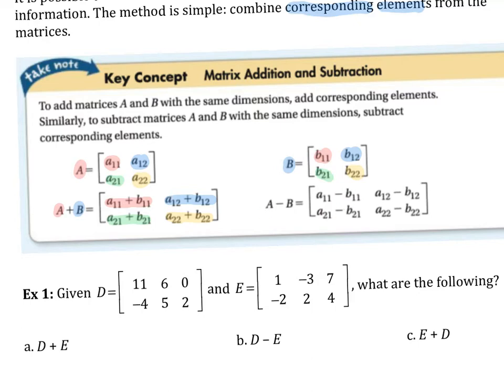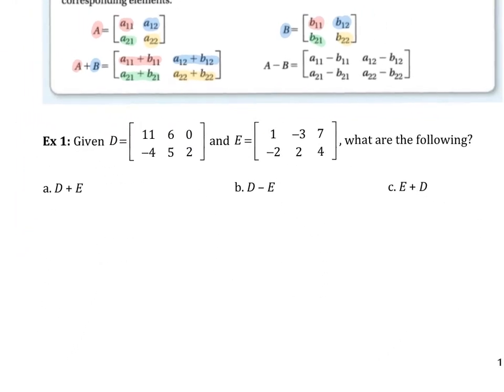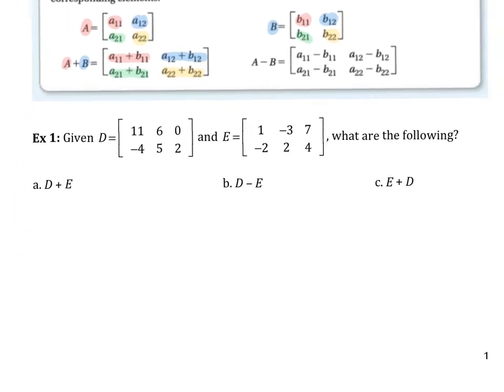And the same thing applies to subtraction. Notice we are doing subtraction there as well. So given that matrix D, or simply D, is equal to 11, 6, 0, negative 4, 5, and 2, and E is 1, negative 3, 7, negative 2, 2, 4. What are the following? So what is D plus E?